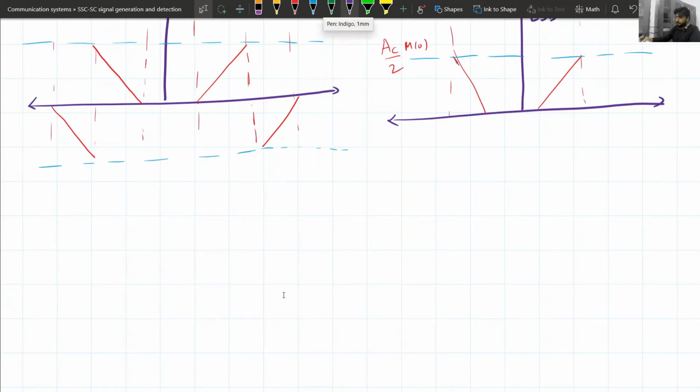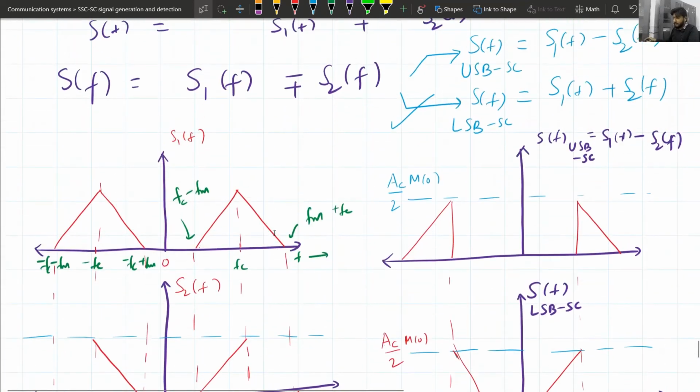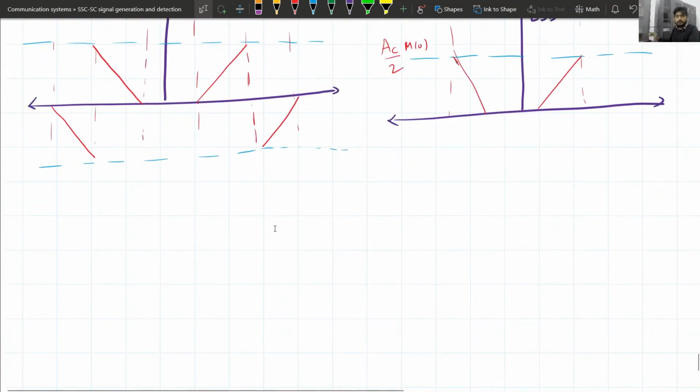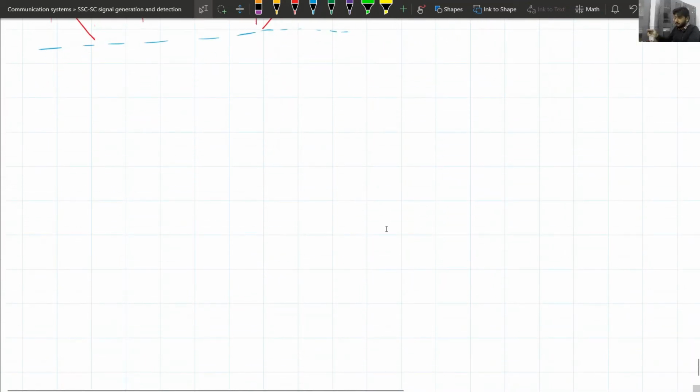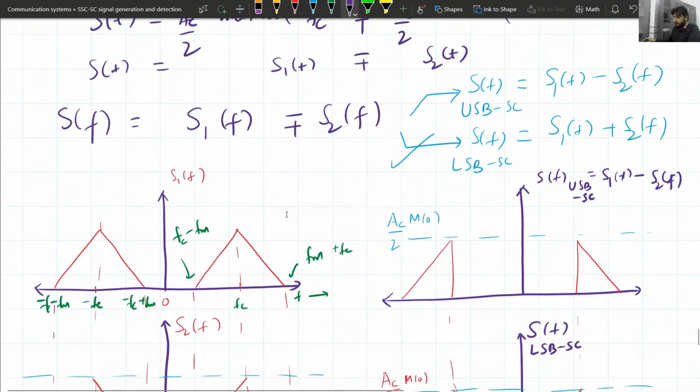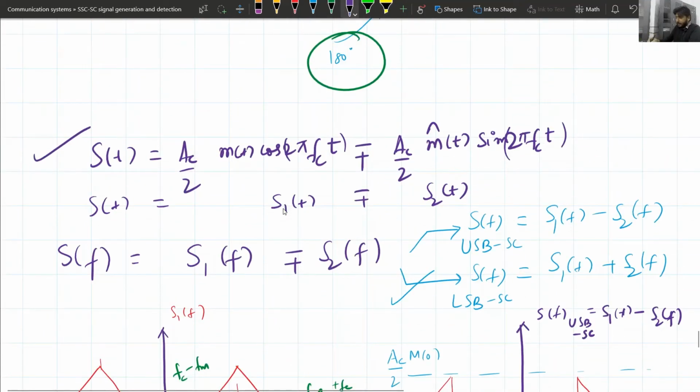So the same generation method that we have depicted graphically here, if we represent this in terms of block diagram, so this is MT. Now if you look at here, MT is multiplied using a product modulator with a local oscillator FC, and its Hilbert transform is multiplied with the phase shifted carrier signal.